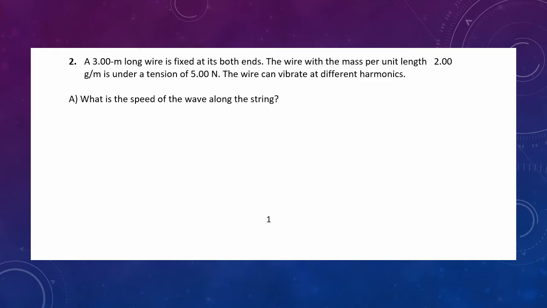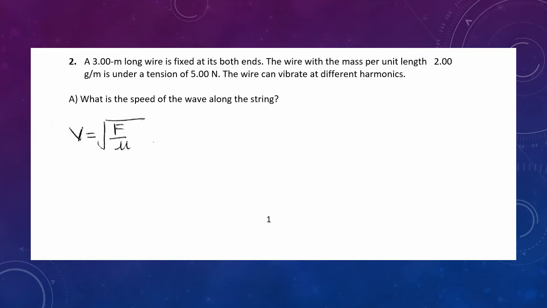So now we have a wave. It gives us the length of the wave, how much tension it's under, and it gives us the mass per unit length. The first thing it's asking for is what is the speed of the wave. And this is the second equation that should come to mind when you think about speed of a wave. The first one we had was v equals lambda f. That doesn't really apply here because we don't have the wavelength and we don't have the frequency, so that equation doesn't do anything.